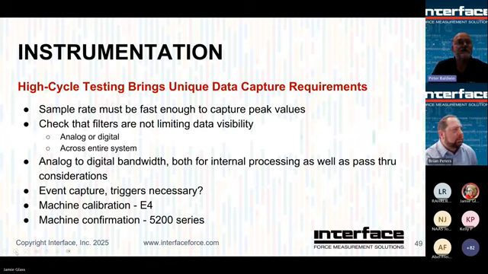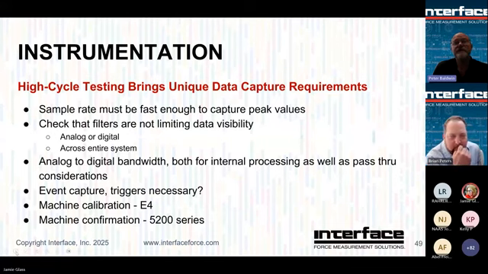Sometimes analog displays have a little bit more filtering in them. So you want to make sure that it's updating fast enough for you to be able to look at the data that you're interested in across the entire system. You have analog to digital bandwidth, both for internal processing as well as pass-through considerations. So you might have a great DAC, you have a great load cell, everything's good, but if you put an amplifier in the middle of it that's only got 300, 400 hertz, you might be tossing some of your data out before you ever even see it in the DAC system, right?